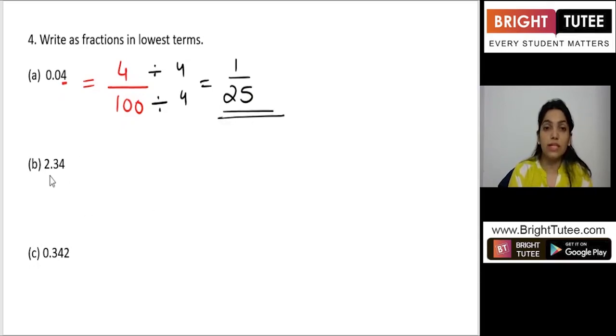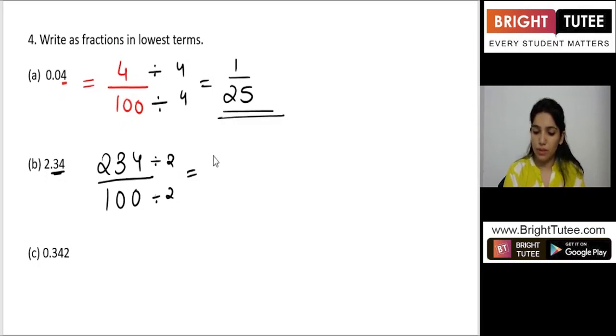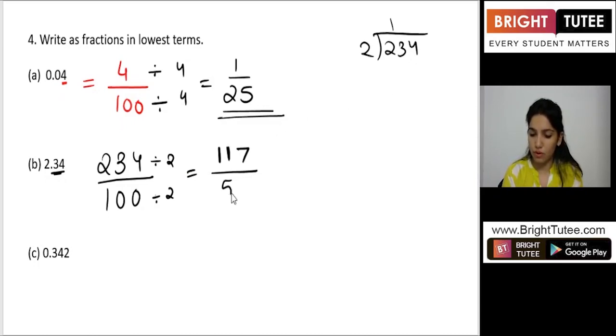Now moving to the next one, it is 2.34. So in 34, we see 2 digits are sitting after the decimal point. So it will be 234, that is 234 over 100. Okay. So now, in order to convert this into the simplest form, let us first divide it by 2. 234 divided by 2 is 117, and 100 divided by 2 is 50. So 117 over 50. This is the answer that we have got as the simplest form.